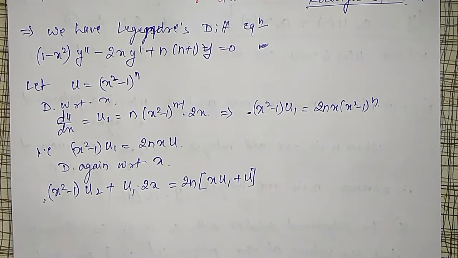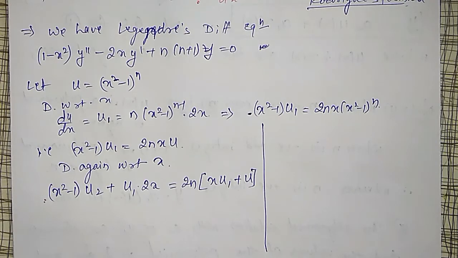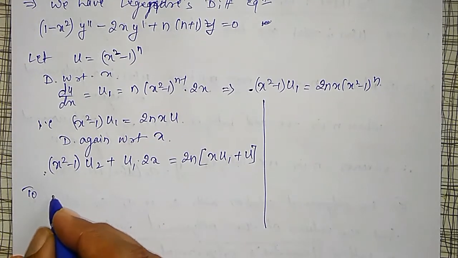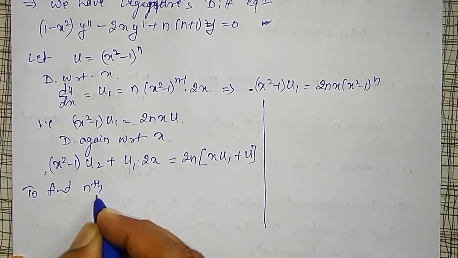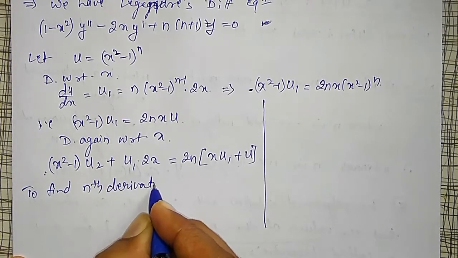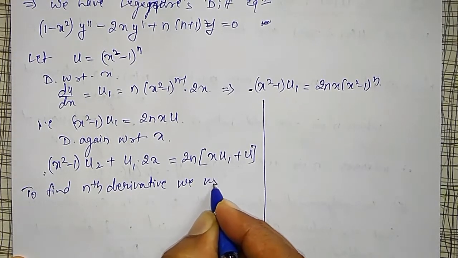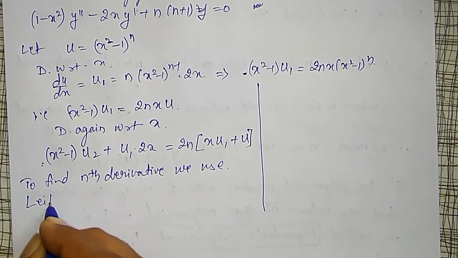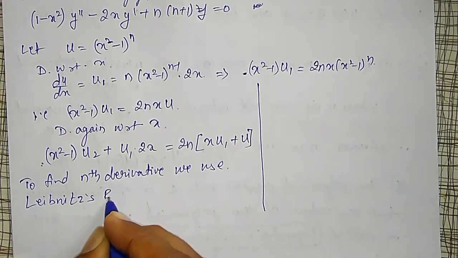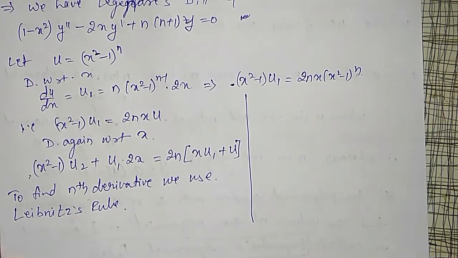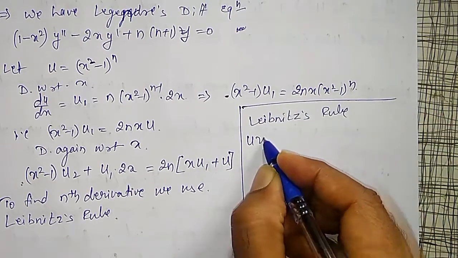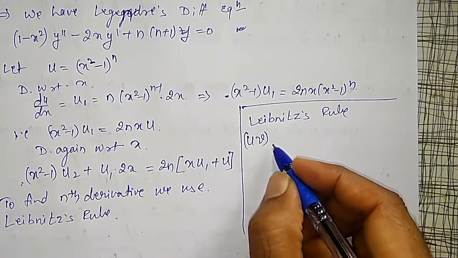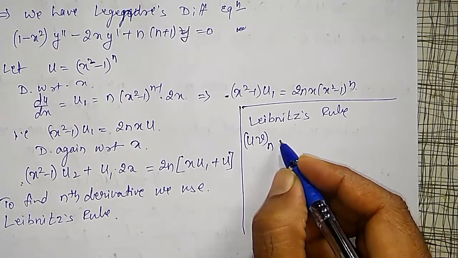Now, to find its nth derivative, let me use the Leibniz rule. Let me explain here what that Leibniz rule is. To find the nth derivative, we use the Leibniz rule. Two terms are there, u and v, and I want to find their nth derivative. Shortly I will write it like this.